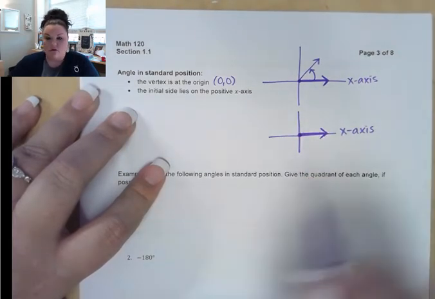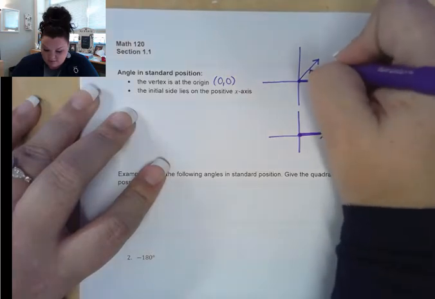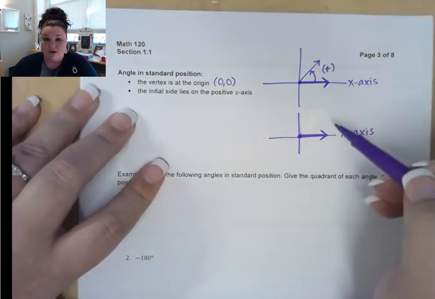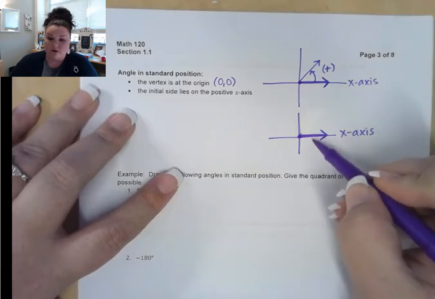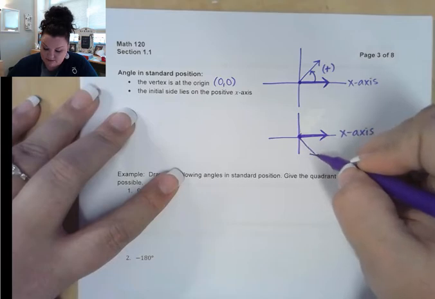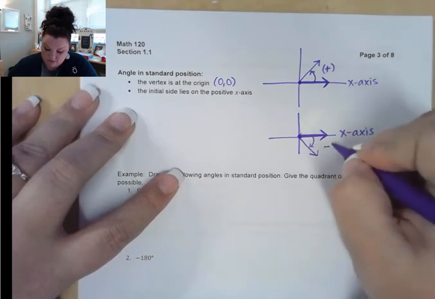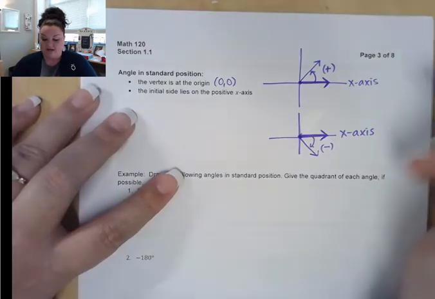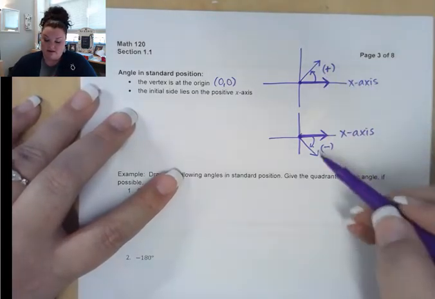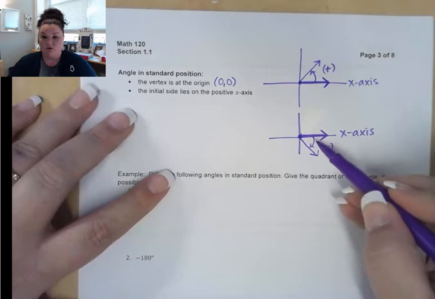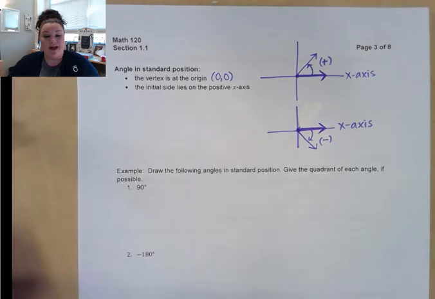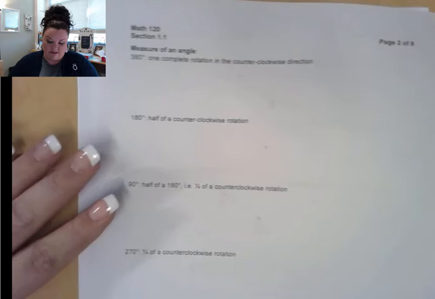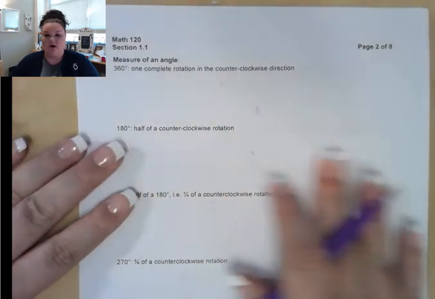My vertex is always the origin, but if we have, this is for a positive angle, but for a negative angle, instead of going counterclockwise, we would go clockwise, right? Which would put us down here somewhere. Okay, so positive angles go counterclockwise, negative angles go clockwise. Okay, so I want to look at just some positive angles that we might be familiar with. So let's go back to page 2 and look at some of these common angles.